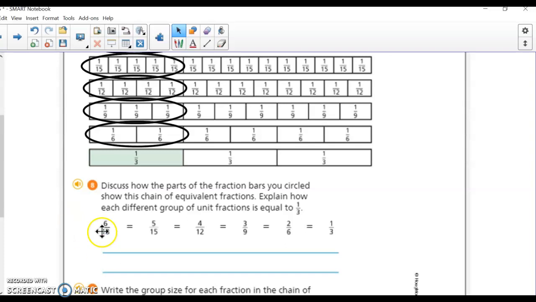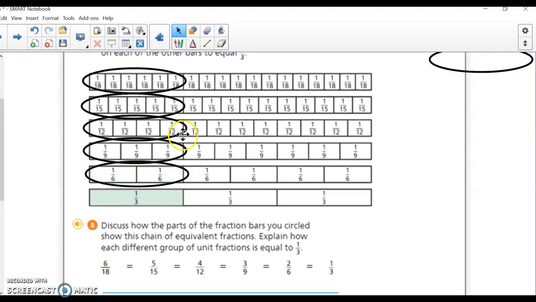How the parts of the fraction bars you circled show equivalent fractions. Explain how each different group of unit fractions is equal to 1/3. Well, they're all 1/3 because they cover the same space. They go the same length, like we talked about in the first problem, right? And so 1/3 is 2/6 because 2 of these pieces is equal to 1 of the 1/3 pieces. Same thing with 3 ninths, 4/12, 5/15, and 6/18.